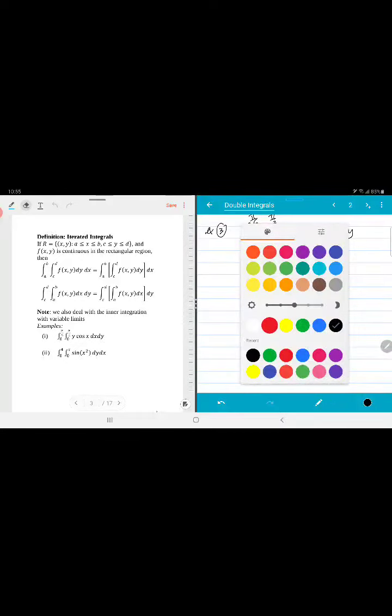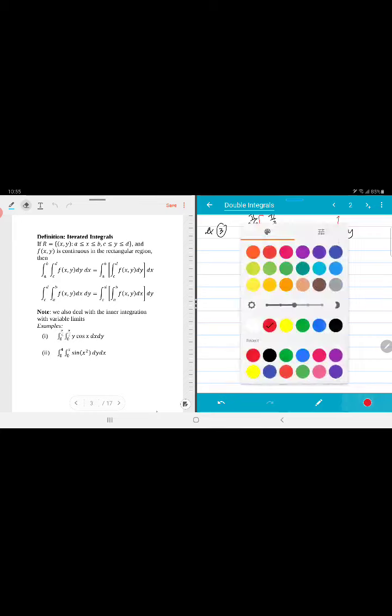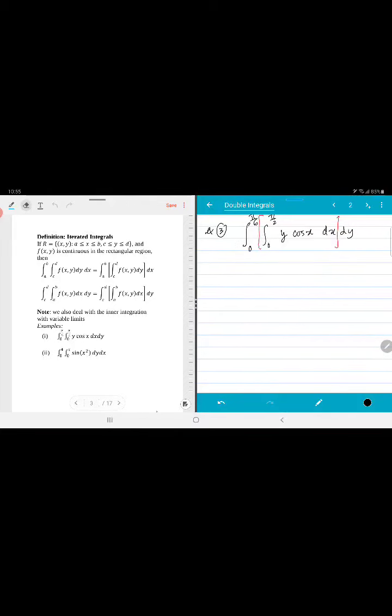Remember, you have to integrate the inner integral first. So in this case, we have to integrate with respect to x first. If it's integration with respect to x, you hold y as a constant. Okay, let's do that. The outer integral is still the same. We integrate y cos x with respect to x. Here, y is considered as constant. You only integrate cos x with respect to x, we get sine x. And then replace x with upper and lower limits, which are 0 and pi over 2, and we still have dy, the outer integral.